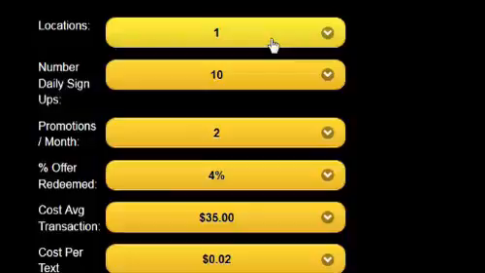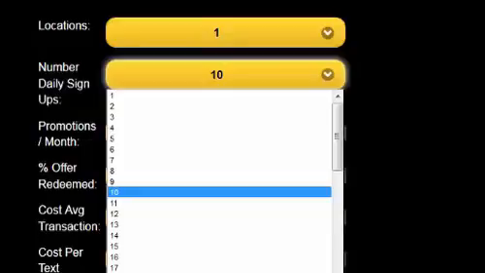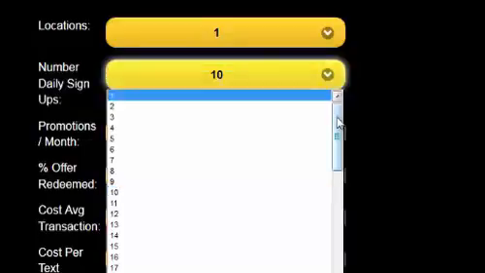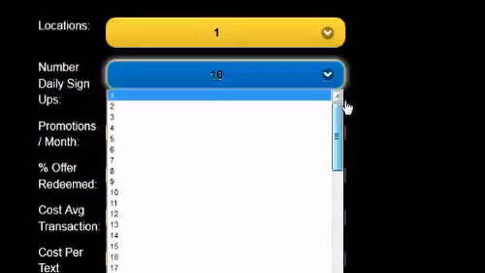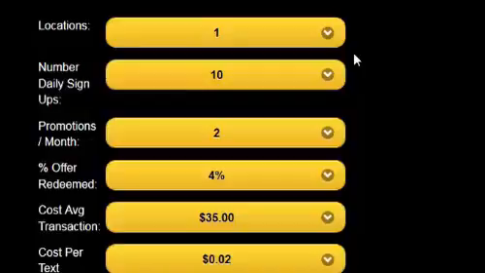So let's pretend it's one location, be conservative. It says daily signups. What you're going to put in here is the number of people that visit your dealership. Now, there's a cap on here of 50. When you're talking about people that visit your dealership, just think of the number of people that visit your service department on a daily basis, on average. So I'm going to keep it conservative as 10.